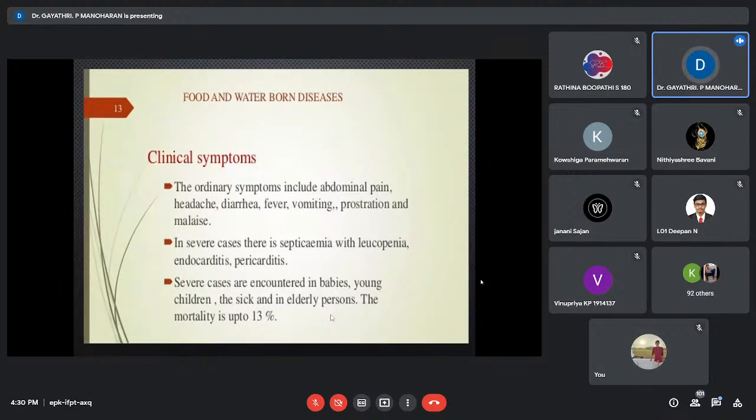With leukopenia, leukopenia means reduction in the WBC count. And endocarditis and pericarditis, that is infection in the cardiac tissue, are called endocarditis and pericarditis. Severe cases are encountered in babies, young children, the sick, and the elderly.